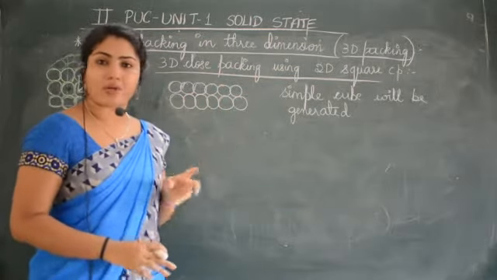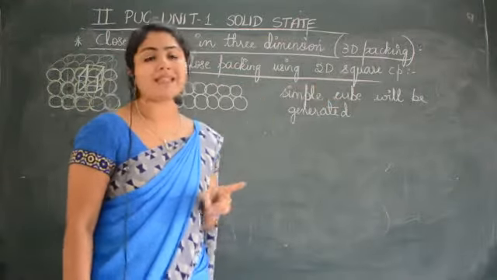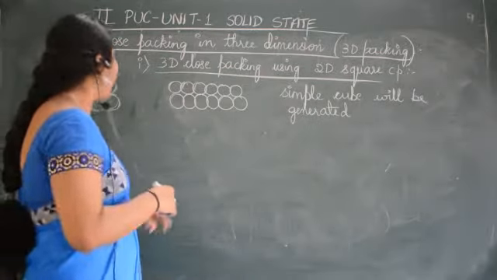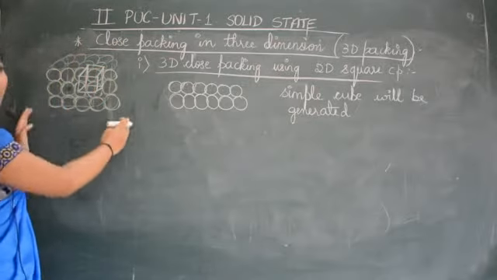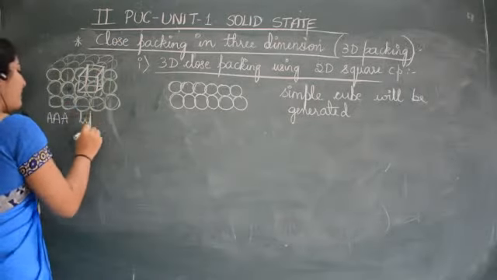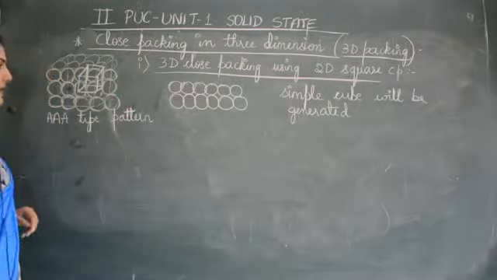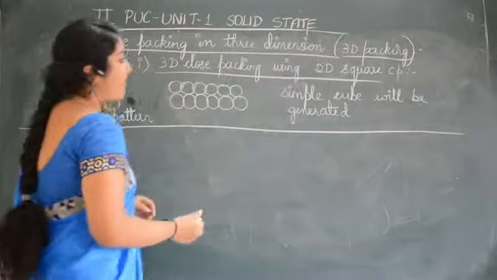Now which is the second way? The second way is using 2-dimensional hexagonal close packing, and that is what we have to see now. This is a whole lattice, a cube that I have shown here, and this whole lattice is called the AAA type pattern lattice. Hope it is clear to you. We will move on to the next type of packing.